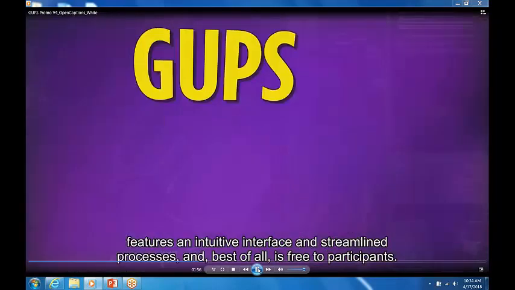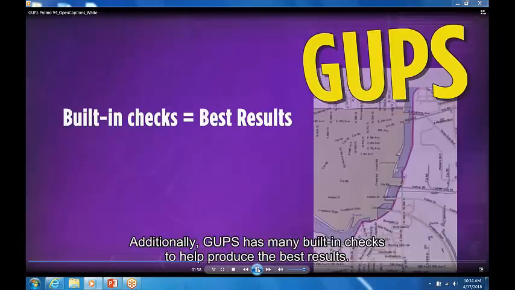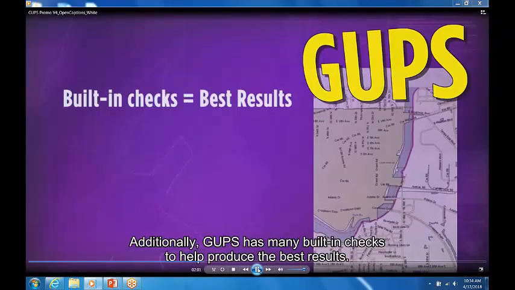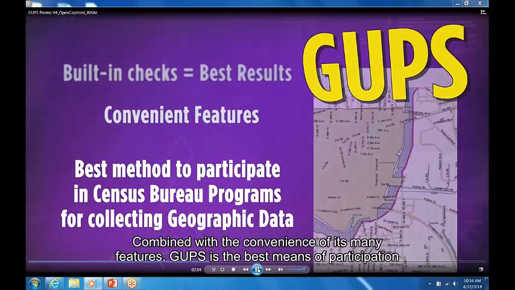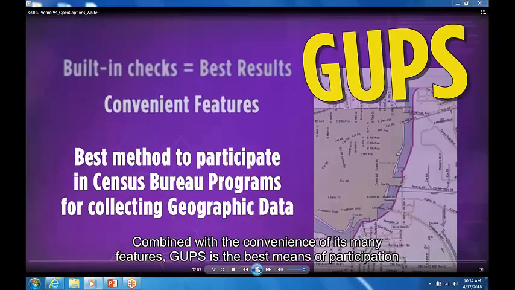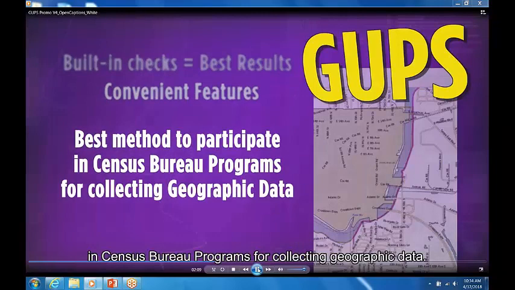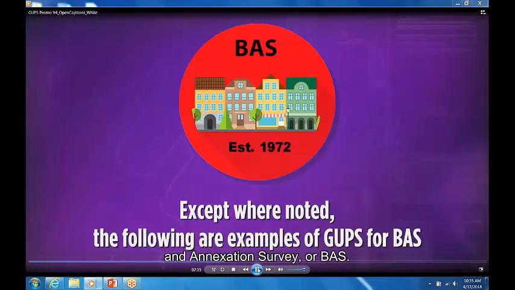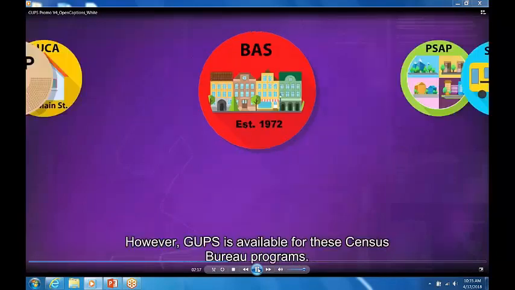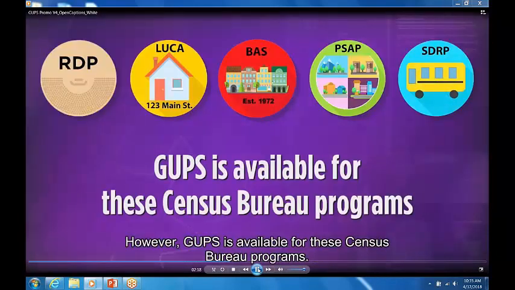Additionally, GUPS has many built-in checks to help produce the best results. Combined with the convenience of its many features, GUPS is the best means of participation in Census Bureau programs for collecting geographic data. Except where noted, the following examples illustrate the use of GUPS for the Boundary and Annexation Survey, or BAS. However, GUPS is available for these Census Bureau programs.